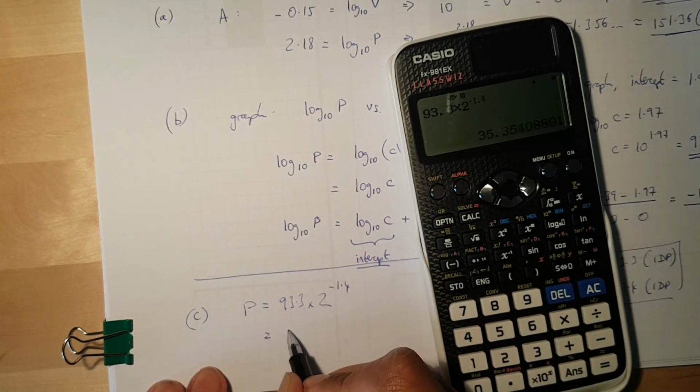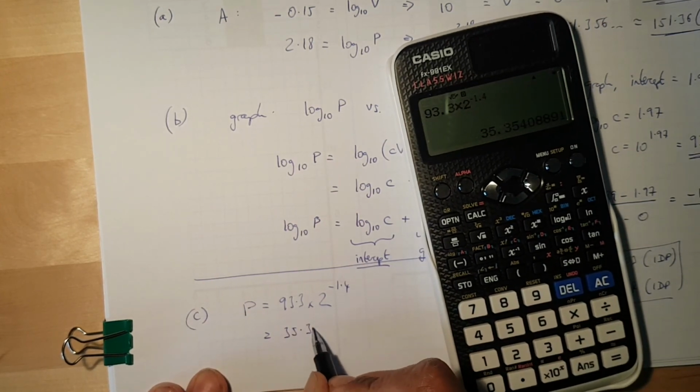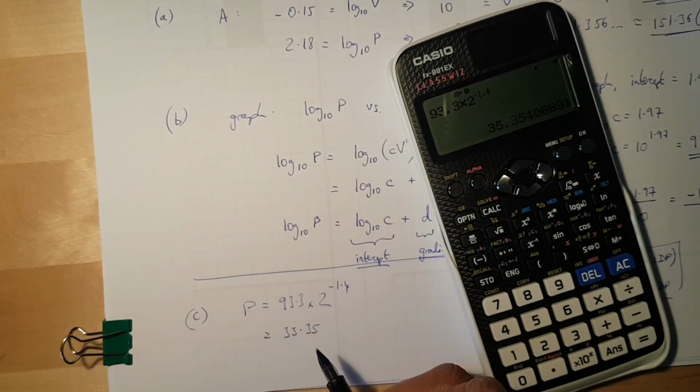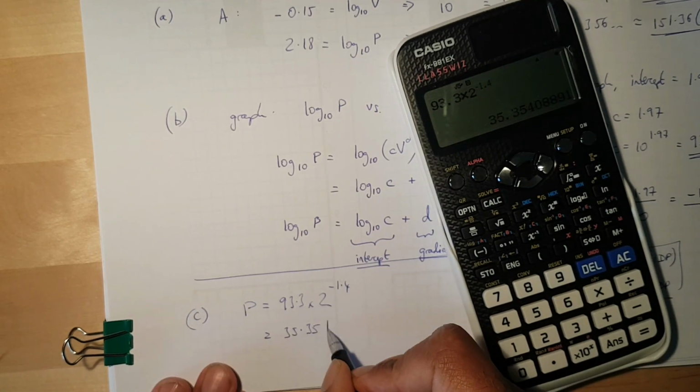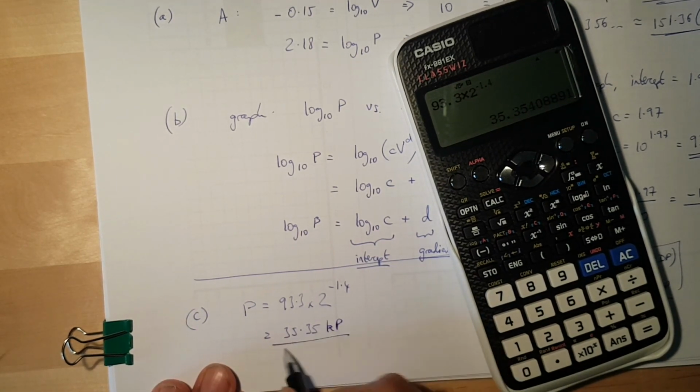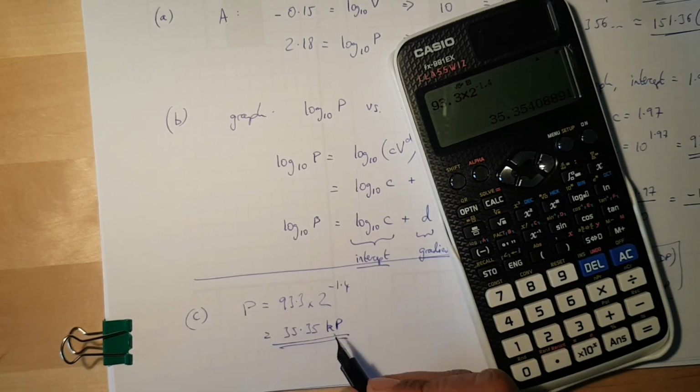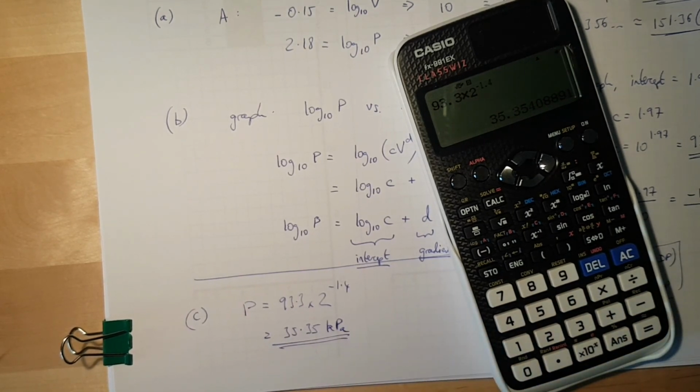And I get 35.35. And I ought to put some units in. Let's see what the units are measured in here. Pressure in kilopascals. 35.35 kilopascals, or kPa it should be, sorry, is my final answer there.